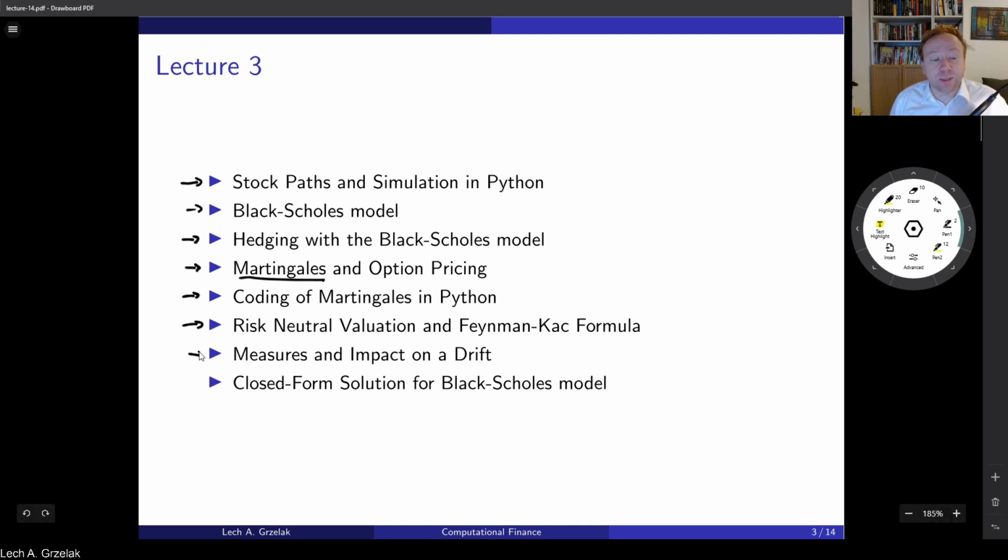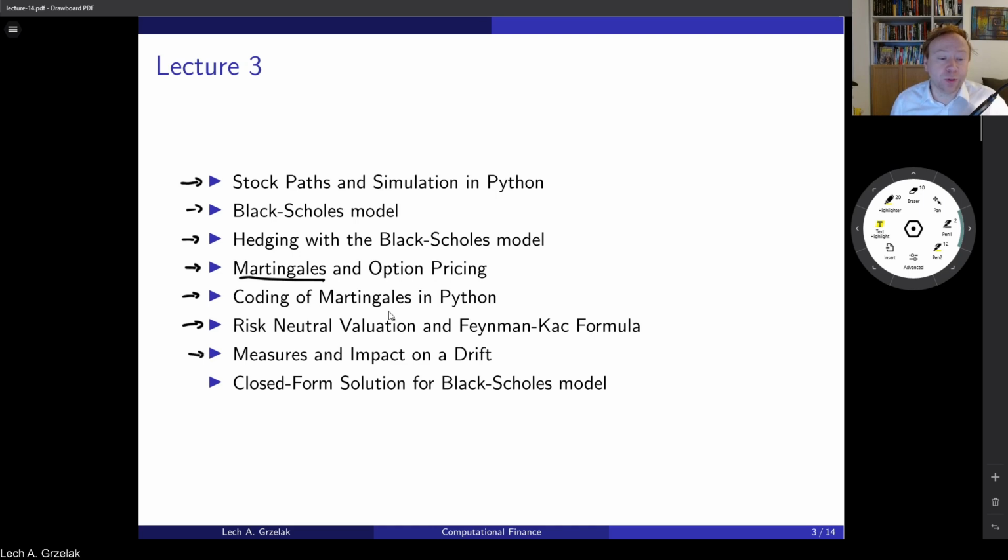Measures and impact on drift. This is also an important element. If I give you a stochastic differential equation, how do you judge whether the process is under a risk neutral measure, is it the P measure, or maybe some other measure? If you look at the process, how do you say whether it is a martingale, and how do measures affect the drift? So this was also an element of this lecture number 3.